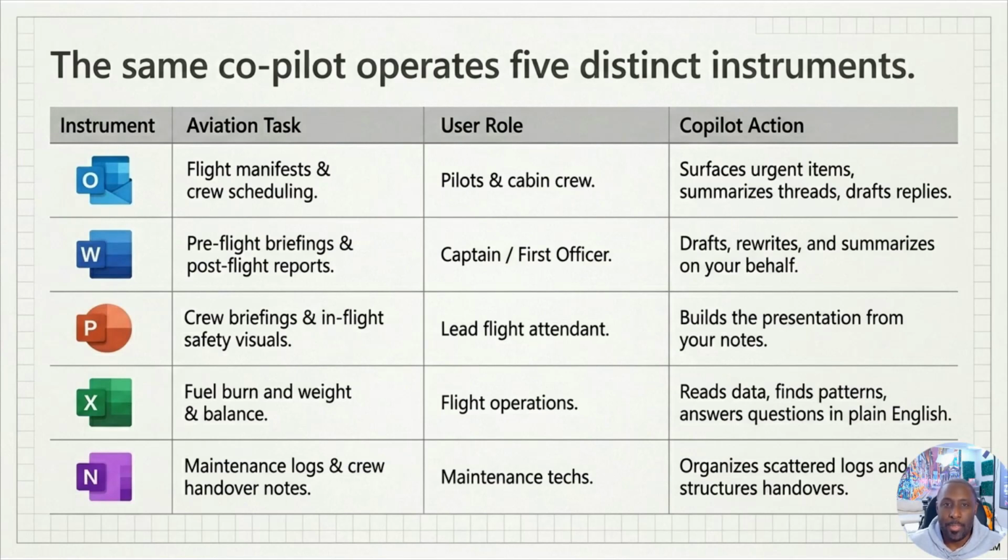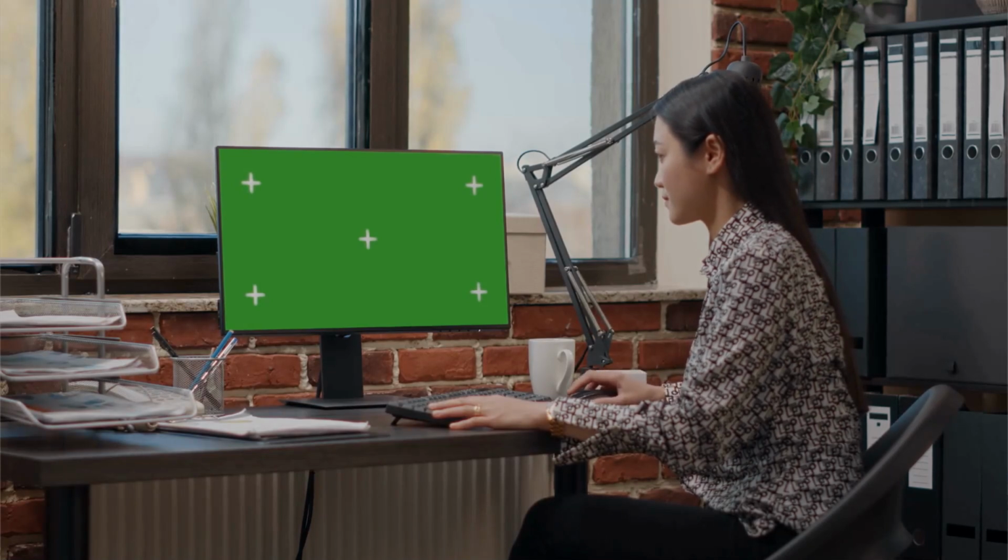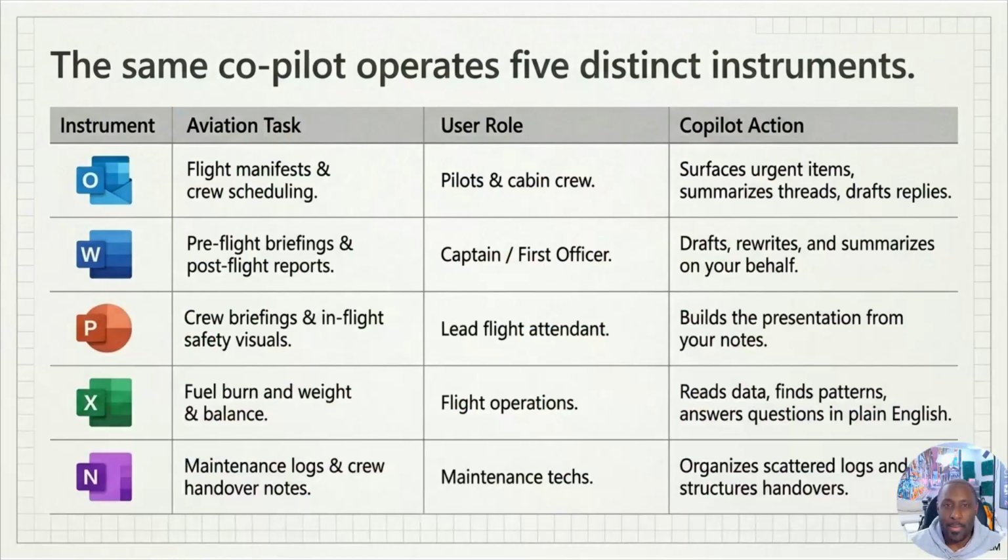PowerPoint, crew briefings, and in-flight safety visuals. Copilot builds the presentation from your notes. Excel, fuel burn, and weight and balance. Copilot reads data, finds patterns, and answers questions in plain English. OneNote, maintenance logs, and crew handover notes. Copilot organizes scattered logs and structures handovers. 1 copilot, 5 instruments, each one a different job.